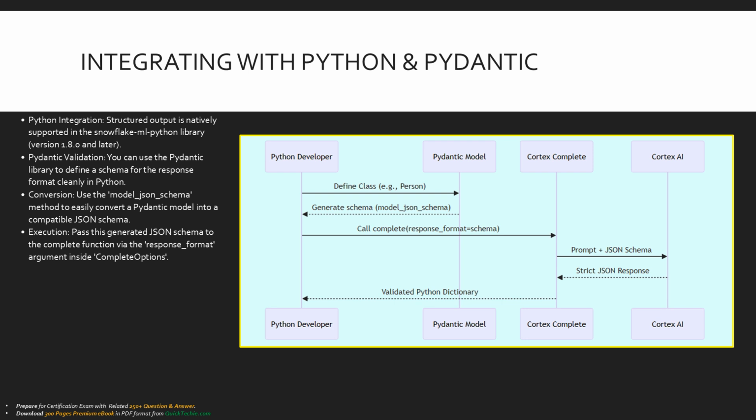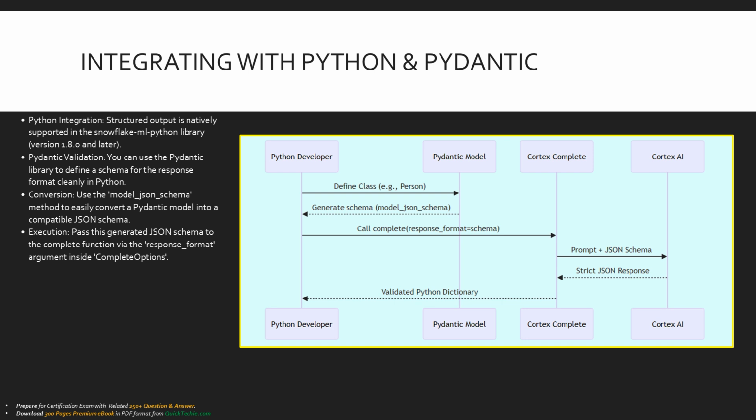You define your data classes normally in Python, and then simply convert the Pydantic model to a JSON schema using the model JSON schema method. Once converted, you pass this JSON schema directly to the complete function as the response format argument. This creates an incredibly elegant developer experience where your Python backend classes are automatically synchronized with the exact JSON payload the Snowflake LLM generates. This sequence diagram walks through the Python developer workflow.